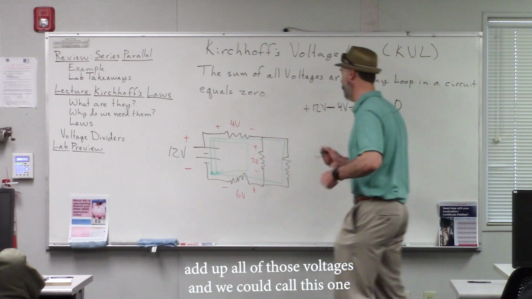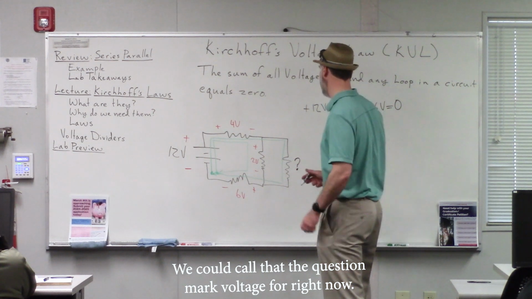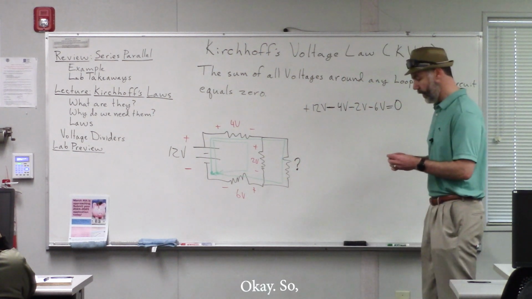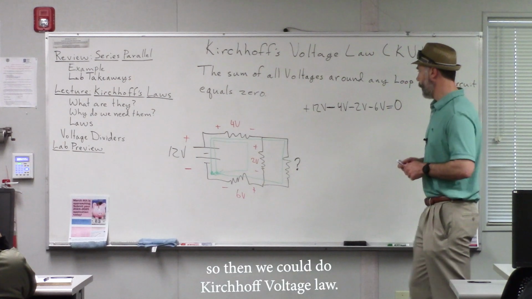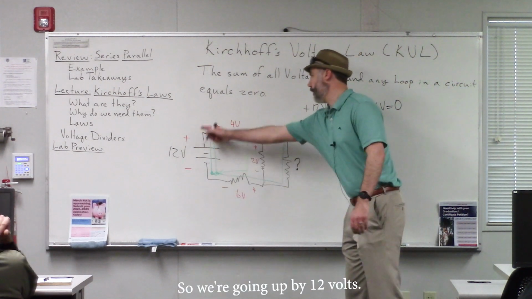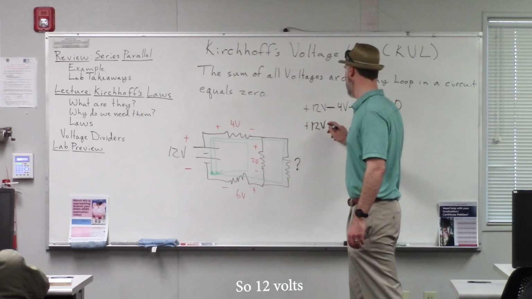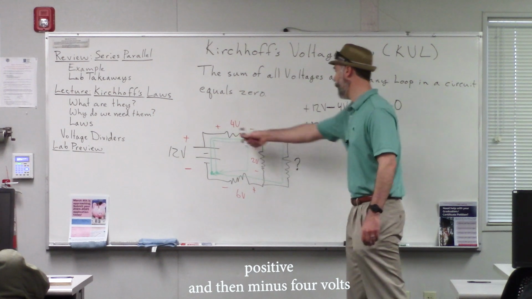And we could call this one our unknown voltage. We could call that the question mark voltage for right now. Okay? So then we could do Kirchhoff's voltage law with that. We would, again, start right here. So we're going up by 12 volts. So 12 volts positive, and then minus 4 volts.